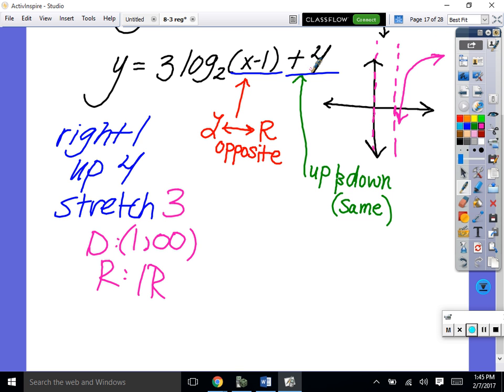Yep, right 1, up 4. Because we always go opposite, right? It shifts left and right. Yep, because it used to be at 0, so now if you take that function and move it, it'll change the asymptote. Yep, for logarithms.